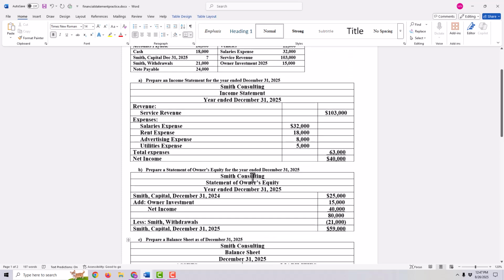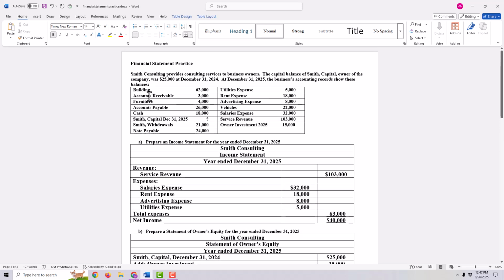Okay, so under assets, I'm going to look for anything that is an asset, and that would be the building, accounts receivable, furniture, cash, and vehicles. Those are all assets. Now for assets, you want to list them in the order of liquidity. So the most liquid asset, which would be cash, would be at the top, and the least liquid asset would be at the bottom. Liquidity is how quickly something can be converted to cash.